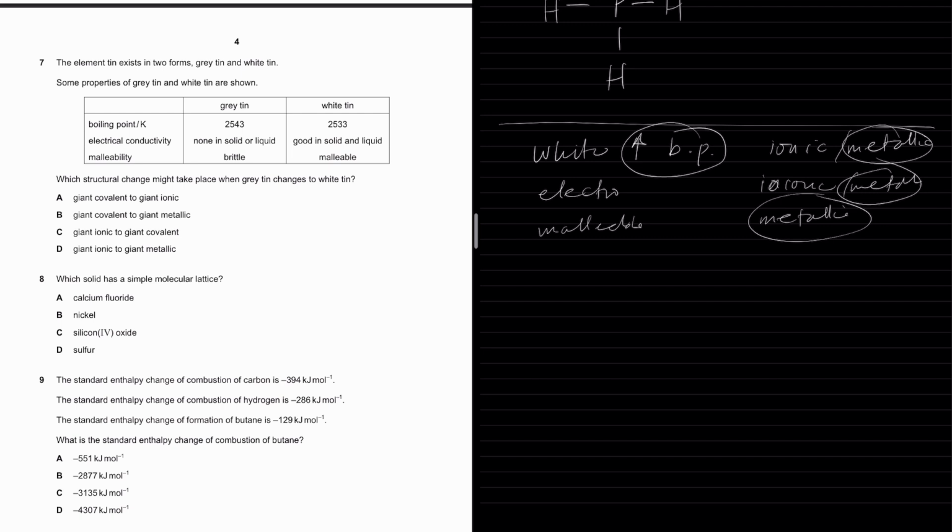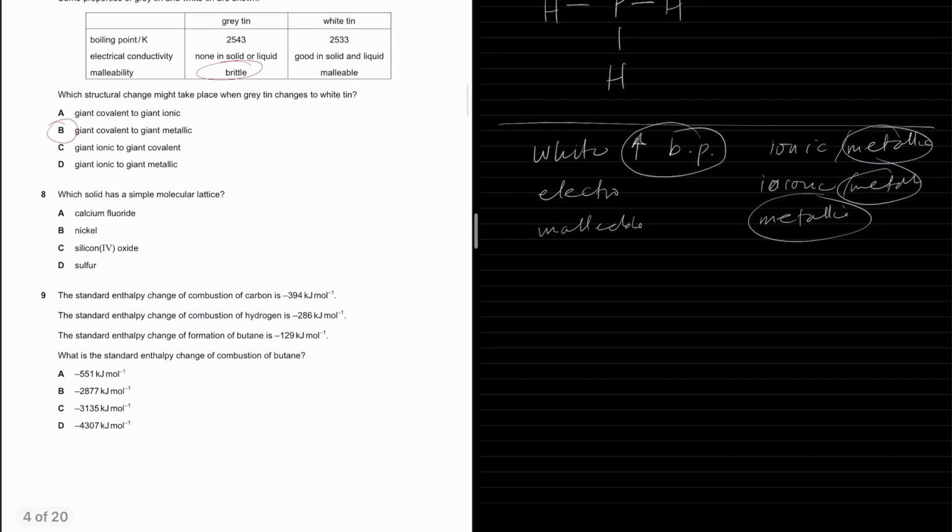So our options are either B or D. Now, you can see that malleability is quite brittle. So brittle is a clue to tell us that it's going to be covalent. So the answer is going to be B, giant covalent to giant metallic. Let's move on to question number 8.